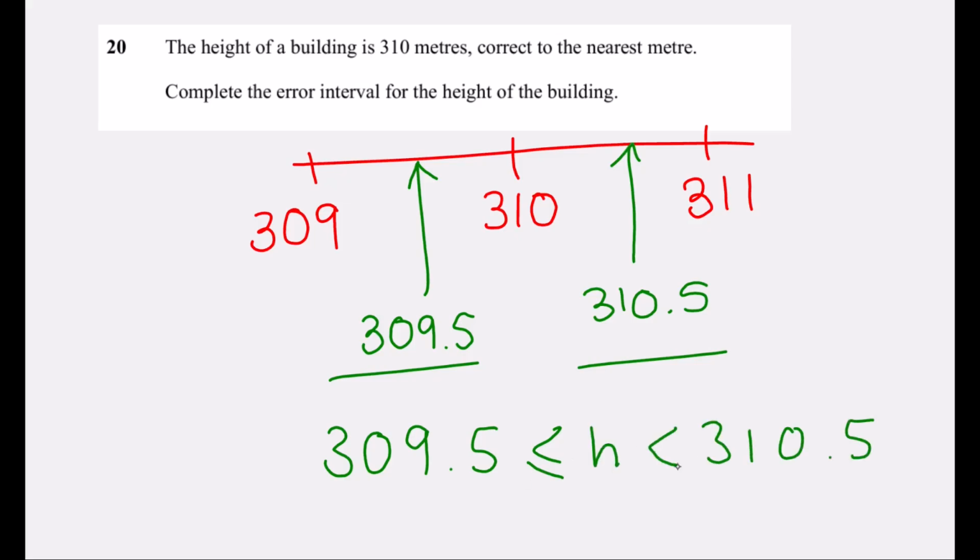So we've got these inequality signs here. So this says h is bigger than or equal to 309.5, but it's less than 310.5. So it can go anything all the way up to 310.5, just can't include 310.5, because if it was exactly that, it would have rounded up to 311.